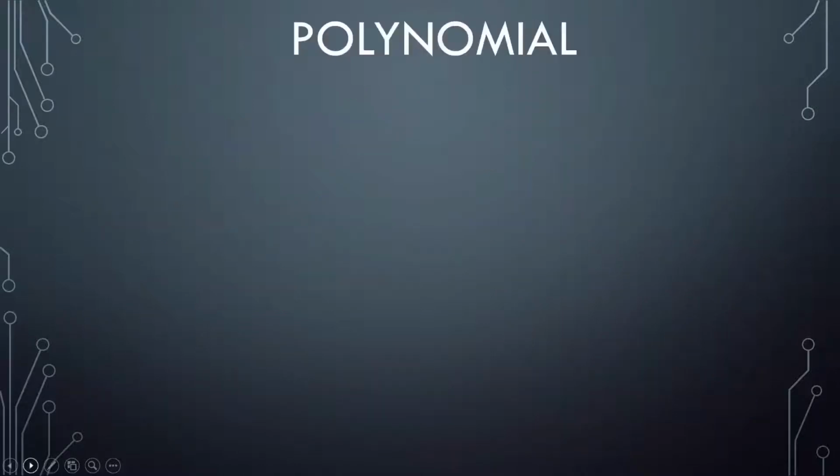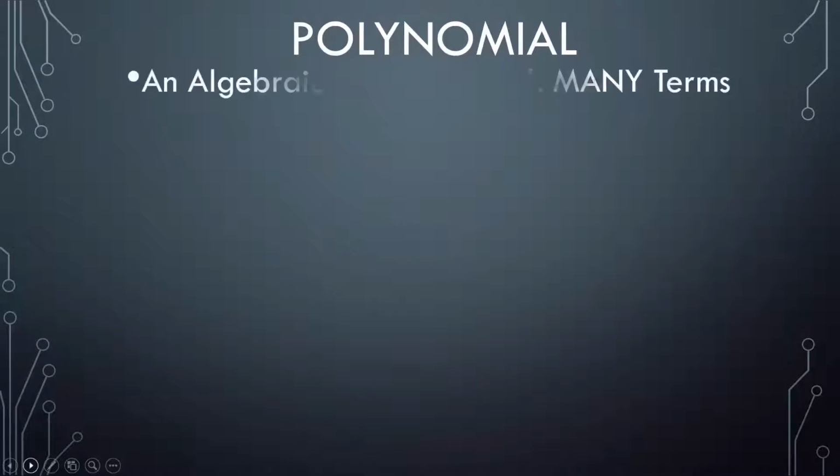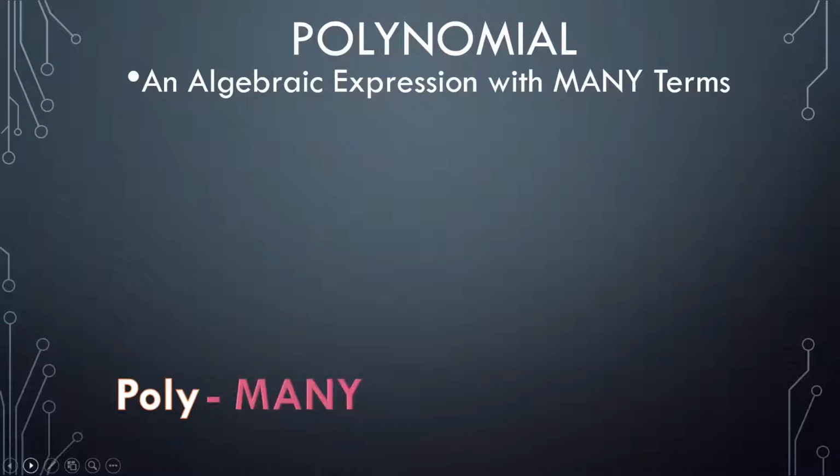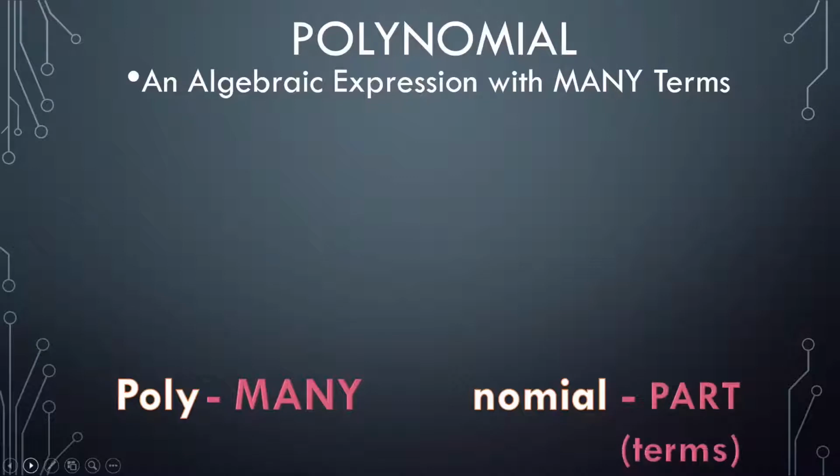Okay, so now that leads us to polynomial. Well, what is a polynomial? Plain and simple, it's an algebraic expression with many terms. Poly means many. Nomial means part. And in our case, those parts we call terms.